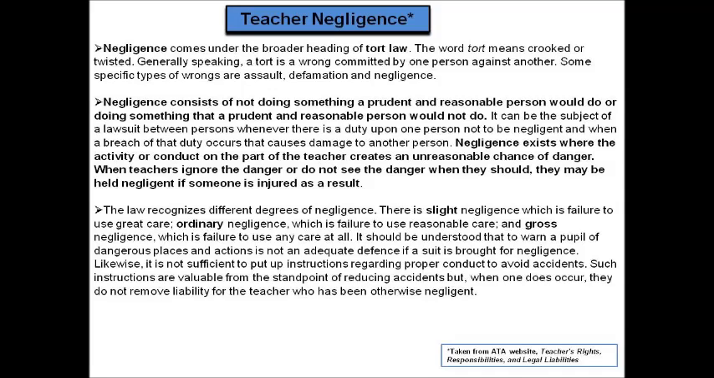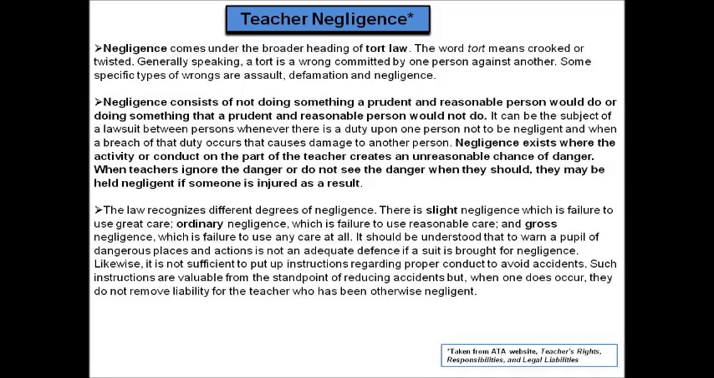I mean, there's always danger in life, right? I could go out to the mailbox today and something could happen to me. That's just the way it is. But what about unreasonable danger, right? You put kids in situations where something is apt to happen. When teachers ignore the danger or do not see the danger when they should, they may be held negligent if someone is injured as a result.